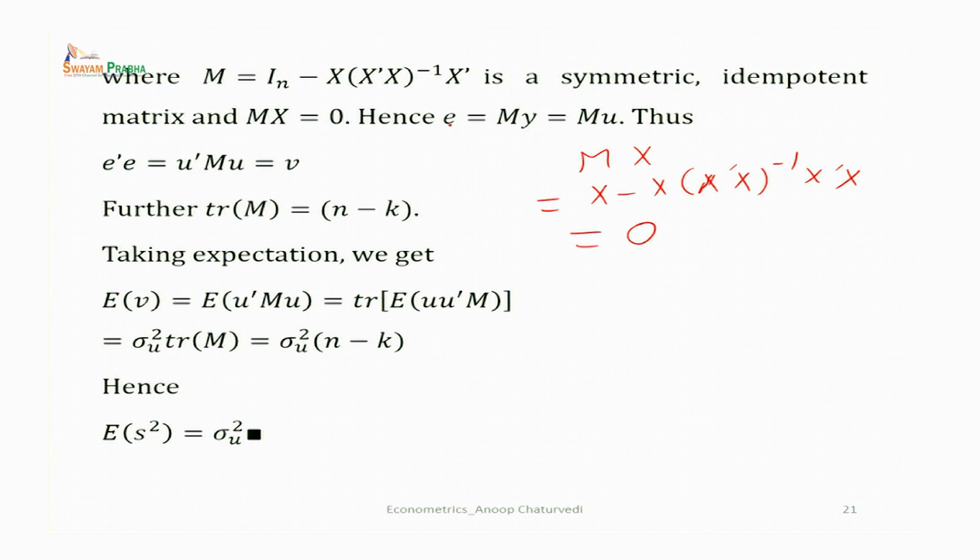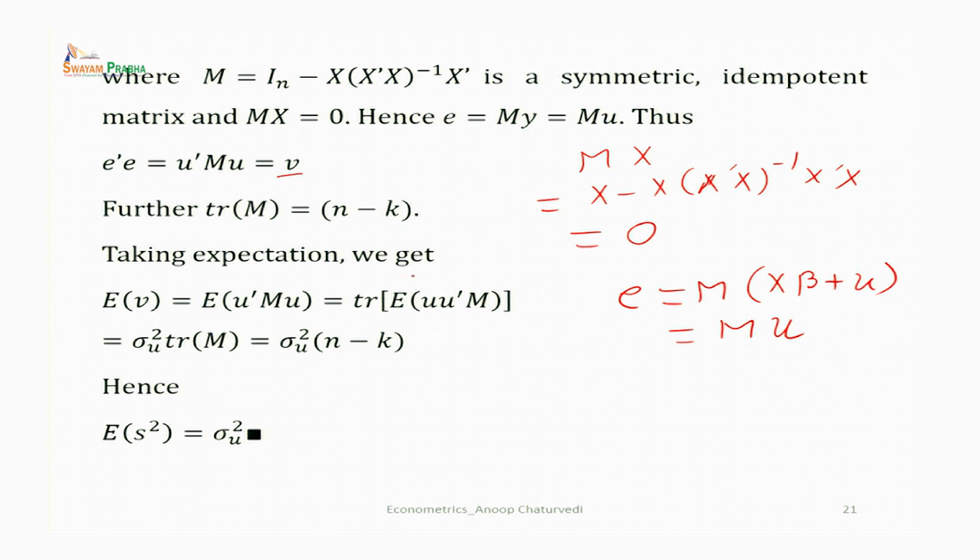So, you can write E equal to M Y, and then you write Y equal to X beta plus U, Mx is 0. So, this is equal to M U. E transpose E is equal to U transpose M U, because M is symmetric as well as idempotent. We are writing it equal to V. The trace of M is equal to N minus K.